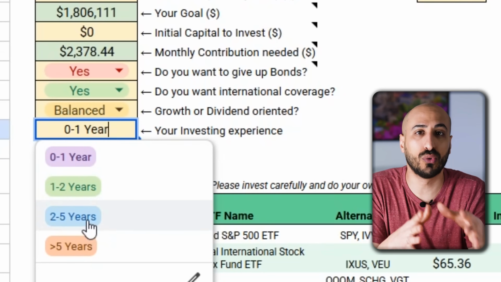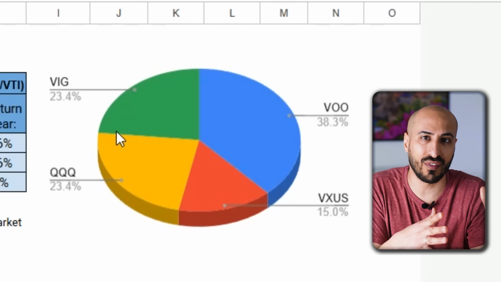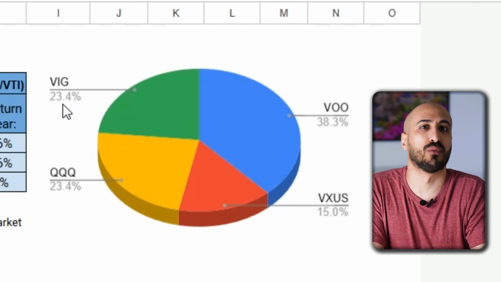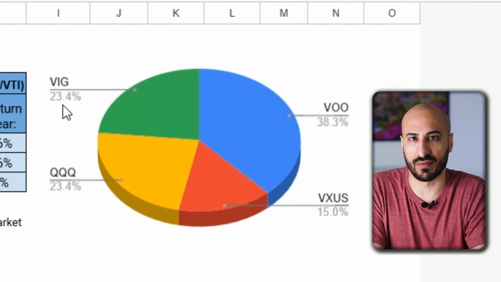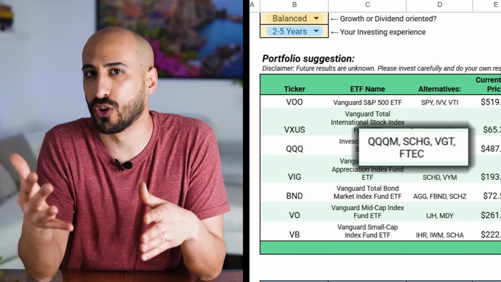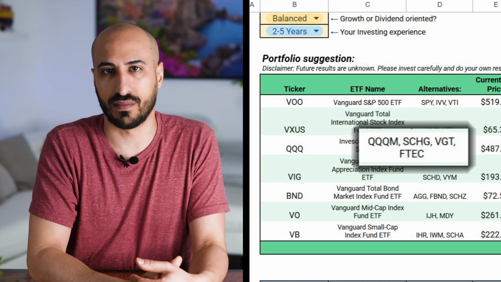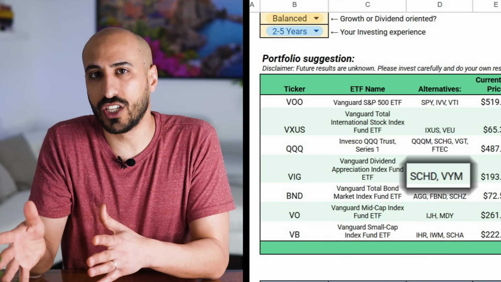And for example, with 2 to 5 years of experience, it gives you QQQ as growth ETF and VIG as value ETF, both with 23.4% respectively. Alternatives to these ETFs are QQQM for growth, which is like QQQ but with a lower expense ratio, SCHG, VGT, and FTAC. Alternatives for value are SCHD and VYM.